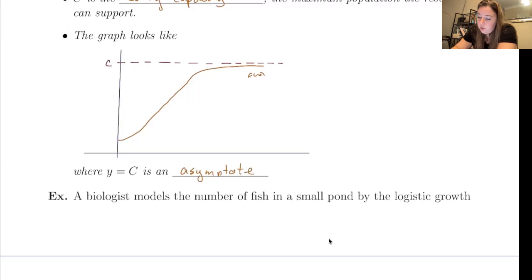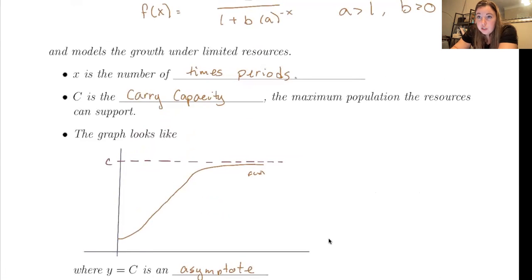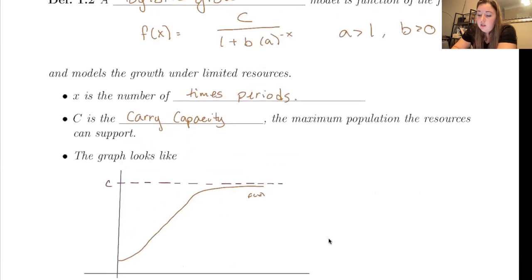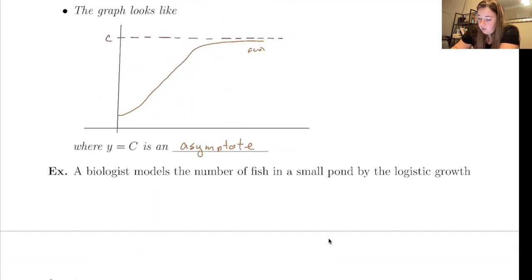Okay, so C is no longer our initial condition here. To find our initial condition, we just have to plug in x equals 0. So it'd be C over 1 plus B. That would be our initial condition. C now equals our carrying capacity. I can never go over that value. That's the biggest value that f of x can be. So if you get a number bigger than the carrying capacity, you know to check your work.